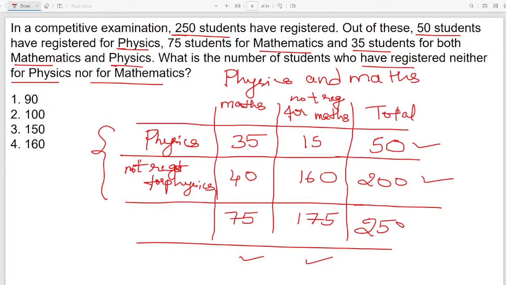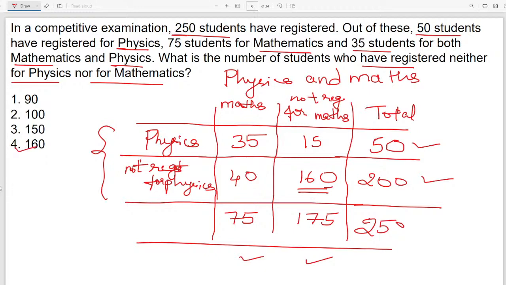And then we'll see what they have asked. They've asked what is the number of students who have registered neither for physics nor for maths. So neither for physics nor for maths is 160. This is the answer that we are looking for. The correct answer is option D.